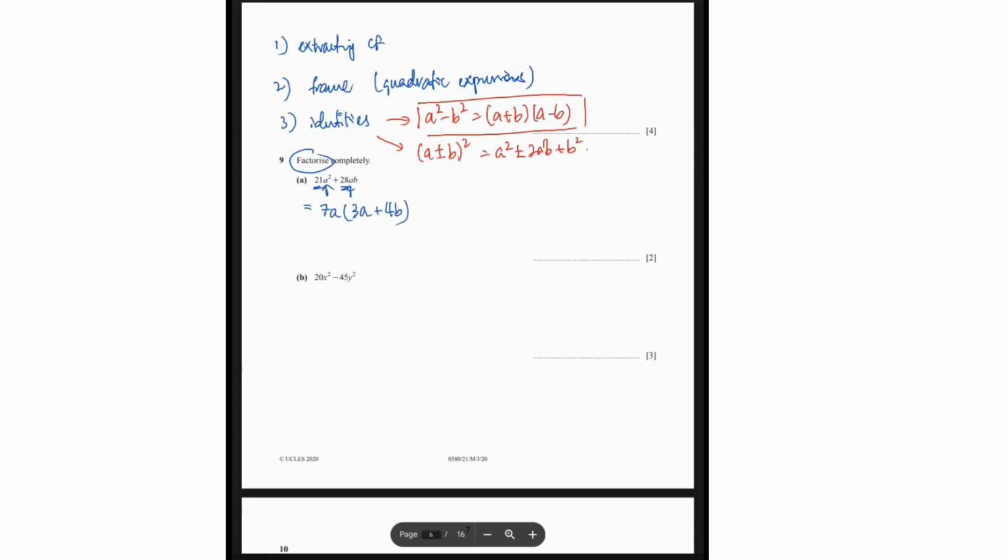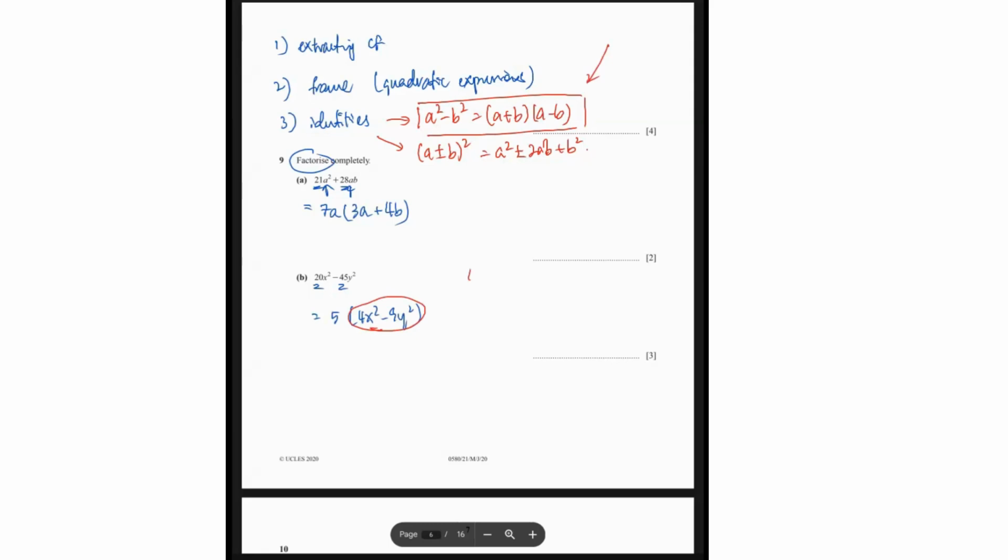Okay, next, part B. Same thing, I can extract common factors. Look, 20 and 45, I can take out 5. So this is 4x squared minus 9y squared. Here is where most students will throw marks. This is actually your identity here.